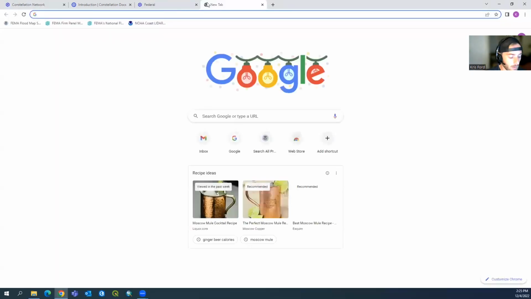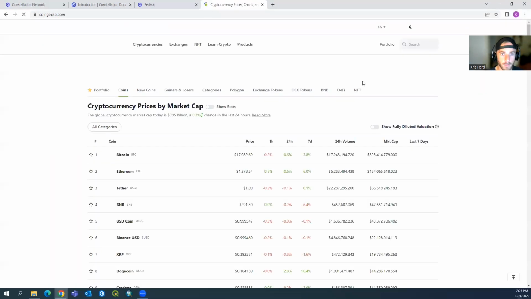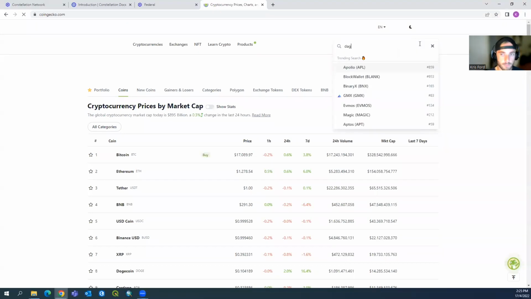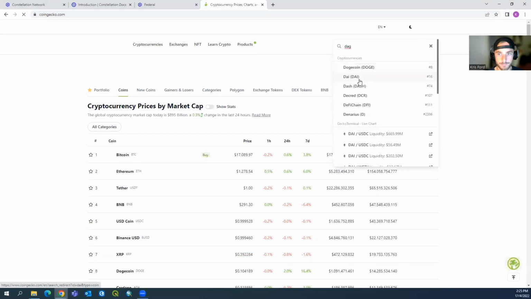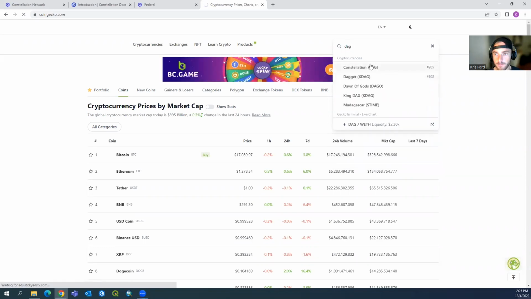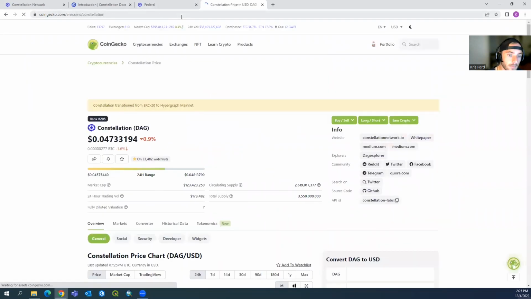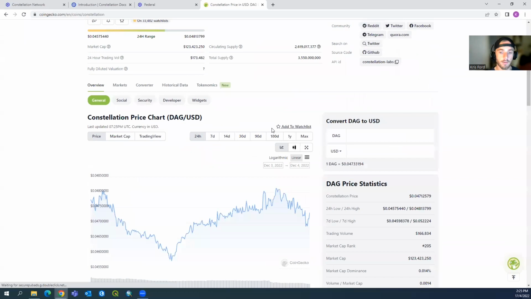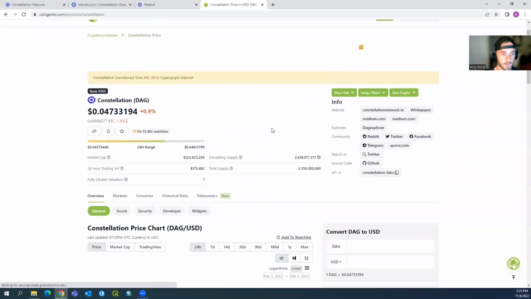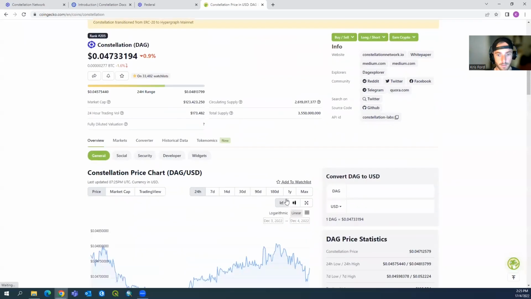So before I wrap this up, I want to just go on CoinGecko and do some little math for you guys. Let's go to DAG. There she is. So right now, oh, it just popped up. DAG is sitting at about 204 at the time of this recording. It's probably going to change.